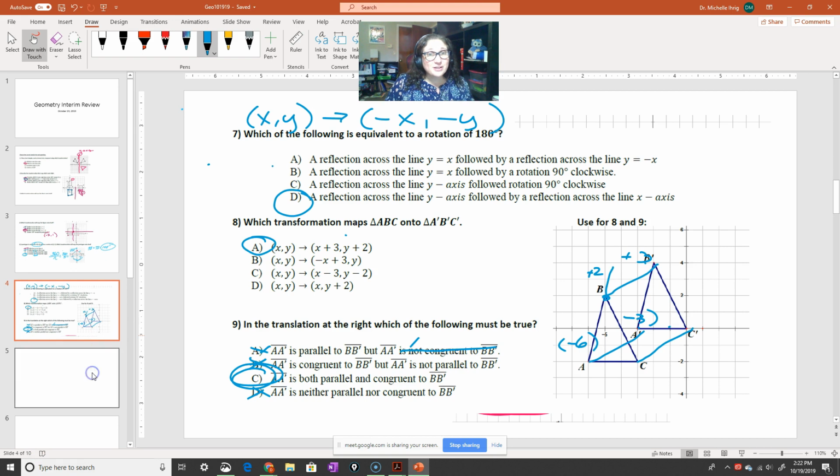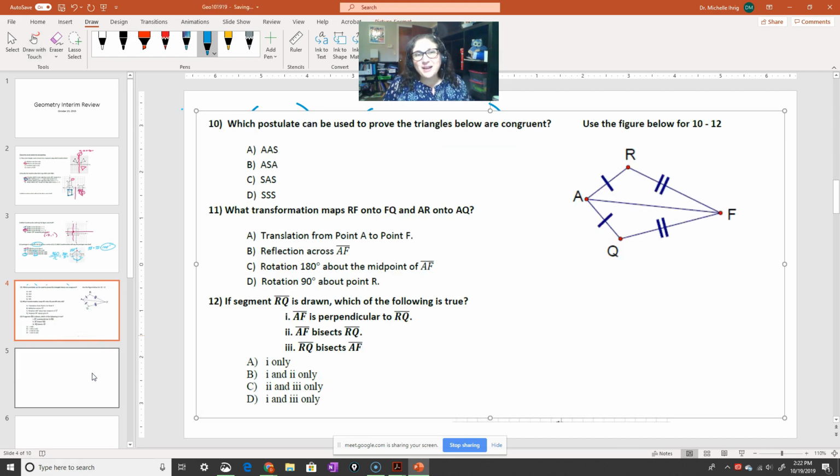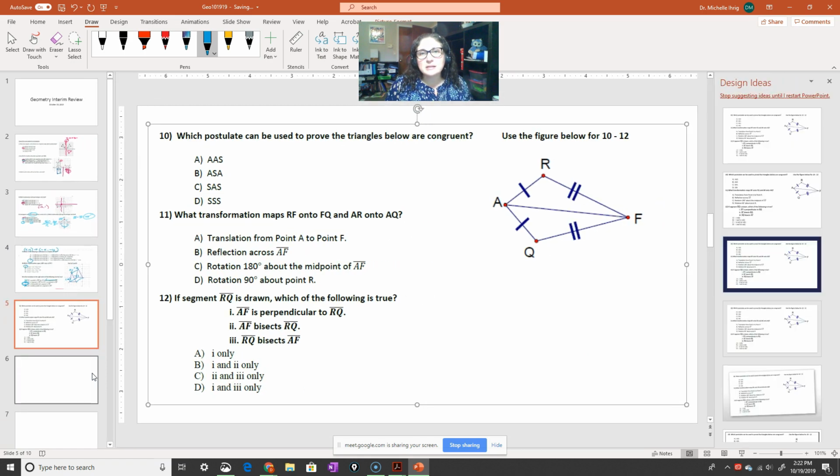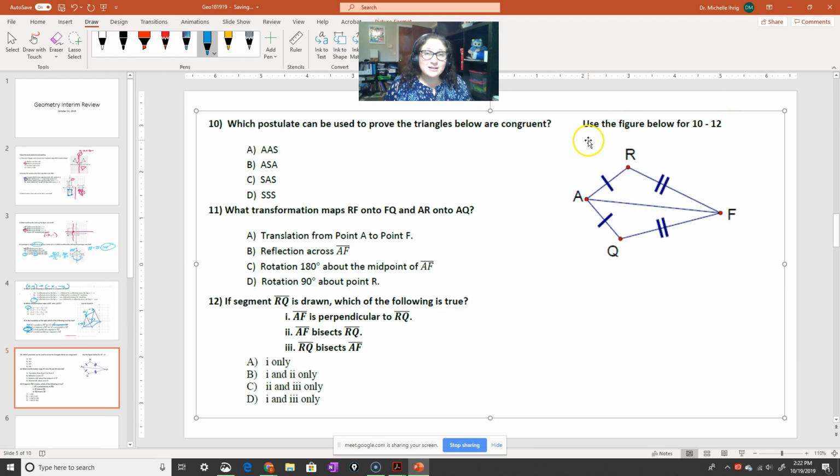This next section deals with our favorite math song in the universe. Side, angle, side. Side, side, side. Angle, side, angle. Angle, angle, side. And then a hypotenuse leg. There's a bunch of questions on this on your EOC or on your interim. So we know that it's side, angle, side, side, side, side, angle, side, angle, angle, angle, side. And then we also know hypotenuse leg. So let's pay attention to what we got here.